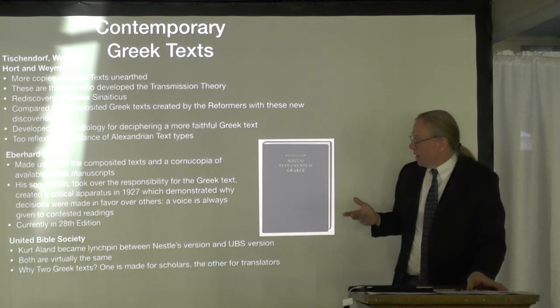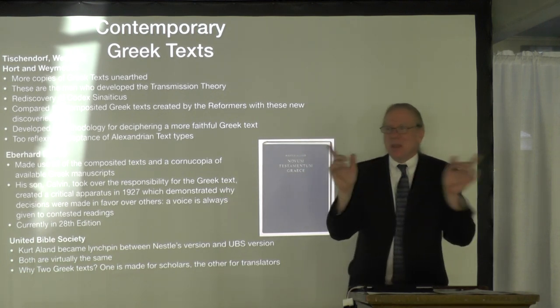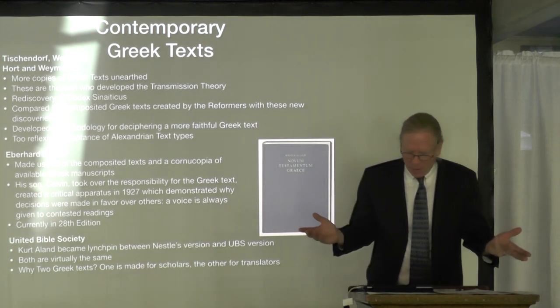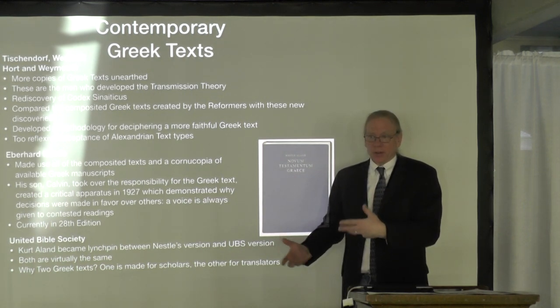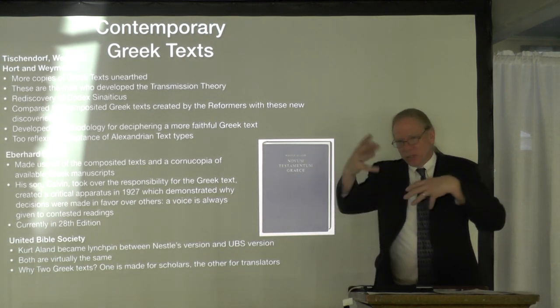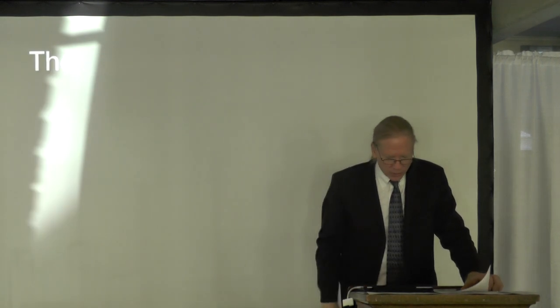They're both basically identical. But why would we have two different Greek texts that are basically identical? That's simply because one is made for scholars, one is made for translators. Both need different tools, and so that's basically the difference between those texts. All right, so let's go on.